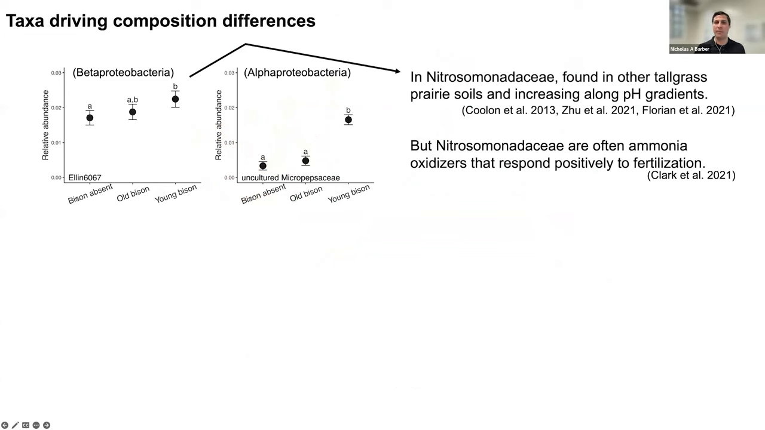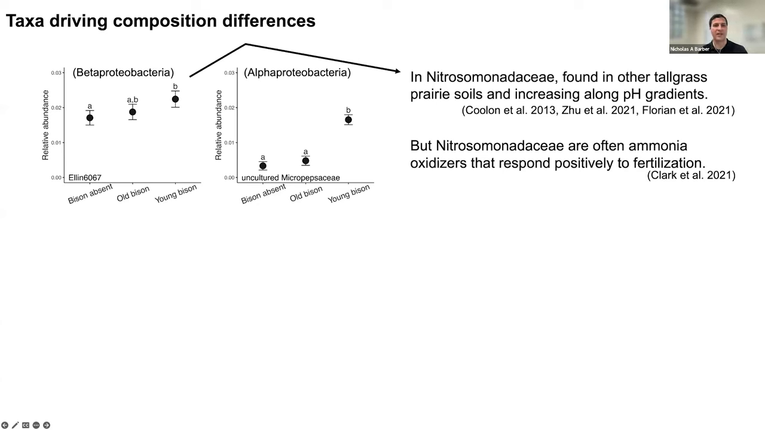First, a few taxa were more abundant in these younger bison sites than at the old sites. Here's two examples, an alpha proteobacterium and a beta proteobacterium. This one on the left here, LN6067, is particularly interesting. It's a member of the Nitrosomonadaceae. It's been documented in other tallgrass soils, as well as increasing in abundance along pH gradients. And we did see increasing pH over time in those young bison sites. But like many Nitrosomonadaceae, many of them are ammonia oxidizers that respond positively to fertilization.